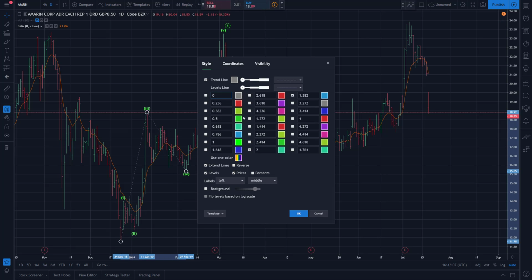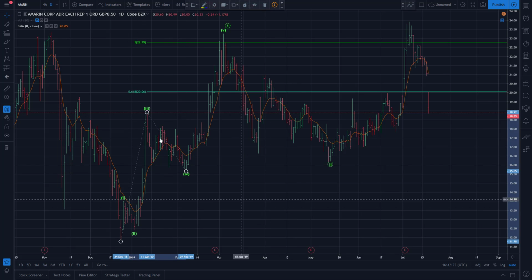Okay. So there's the equal distance traveled, and then there's also the 618 distance traveled. And those are two fairly high confidence targets for wave 5 once you have waves 1, 2, 3 and 4 in place. So as you can see, pretty bang on there with the equal distance traveled.